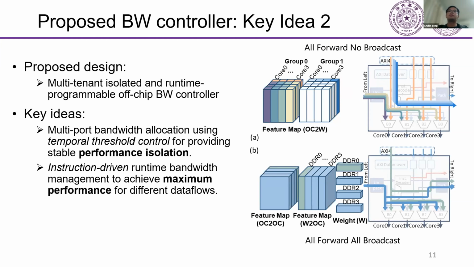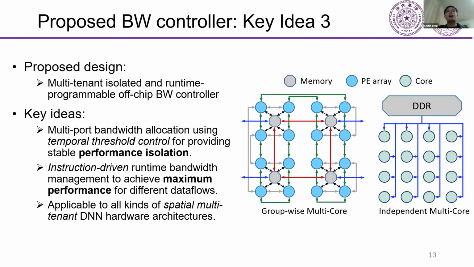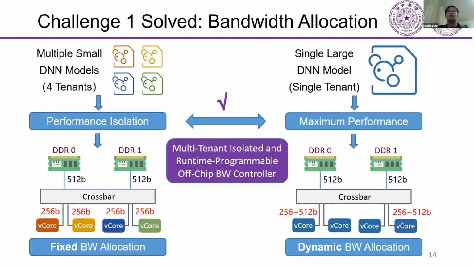Here we summarize the data flows into 4 types. The right side shows the first 2 types, including all forward no broadcast and all forward all broadcast. And here are the other 2 types of data flows. The 4 data flows can cover all the current multi-tenant architecture designs. Thus, our third idea is that by supporting the 4 data flows, our proposed off-chip memory bandwidth controller can be applied to all kinds of spatial multi-tenant DNN hardware architectures. In all, we propose a multi-tenant isolated and runtime programmable off-chip memory bandwidth controller to achieve both performance isolation and maximum performance on multi-tenant DNN accelerators at the same time.